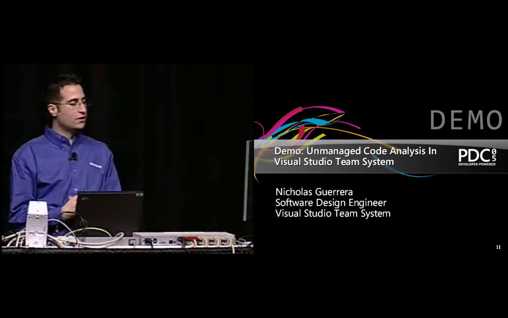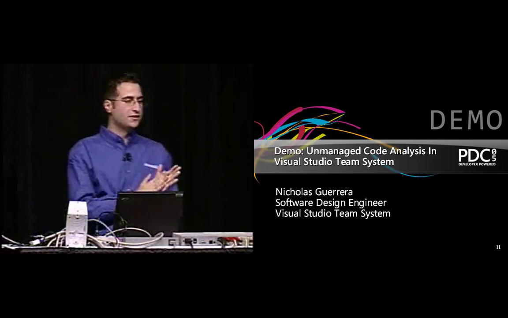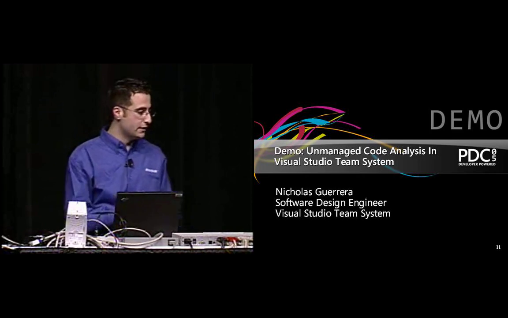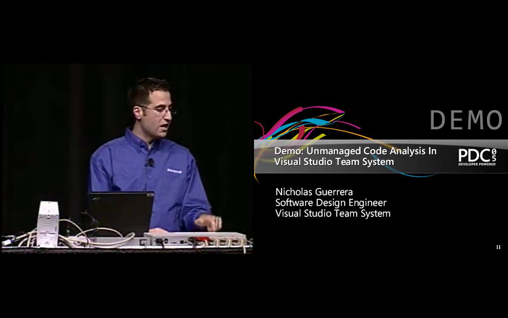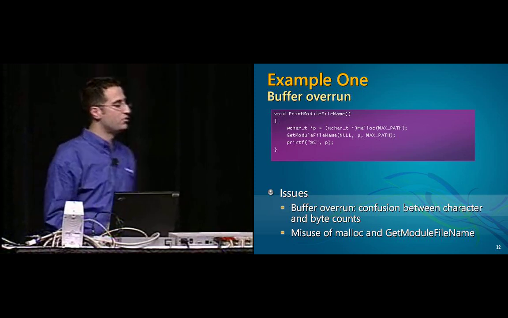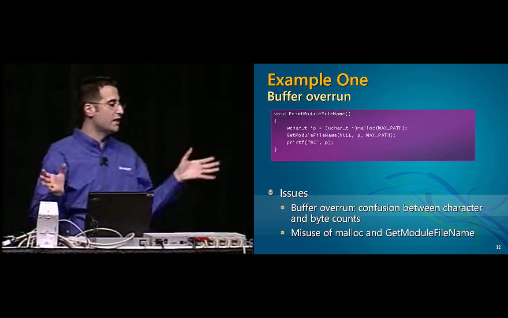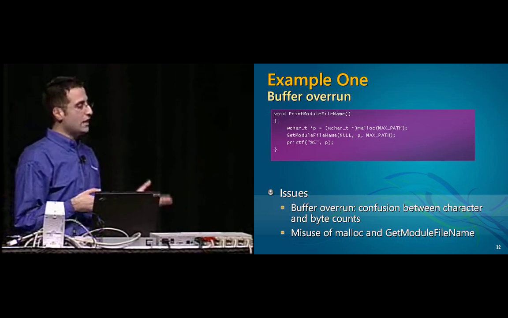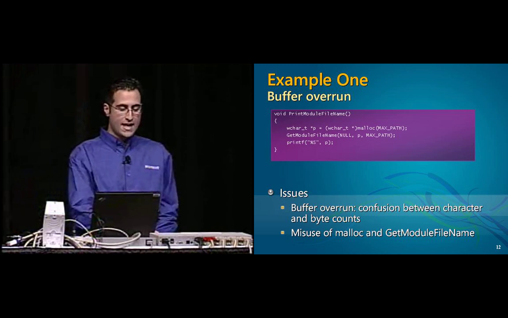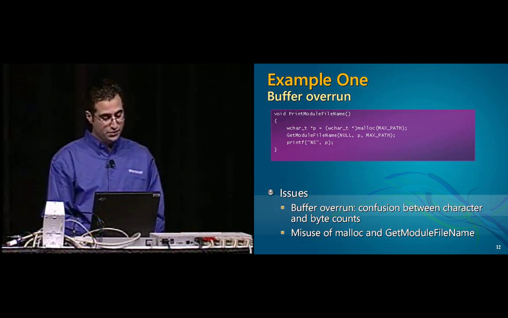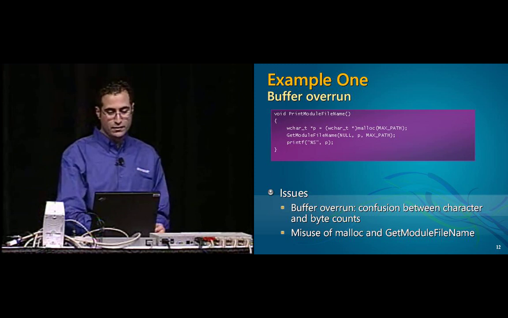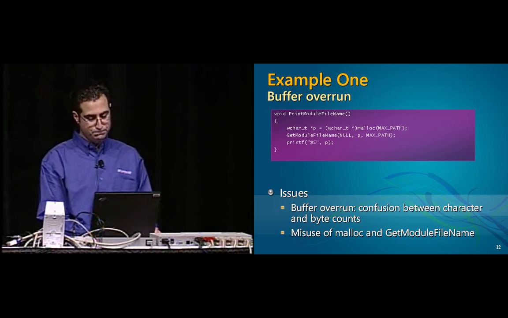So we're going to shift gears a little bit and look at some of the unmanaged code analysis in Visual Studio Team System. So let's jump right in. Let's take a look at the first unmanaged example. This is a pretty unassuming piece of code. It's trying to do something fairly simple. It's just allocating a buffer, getting the file name for the current module, and printing it to the console. And there's actually a buffer overrun in this code. And we can use the unmanaged code analysis components in Visual Studio to find it.